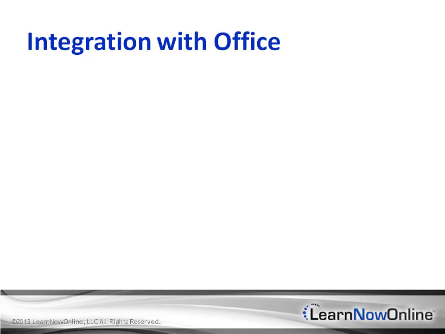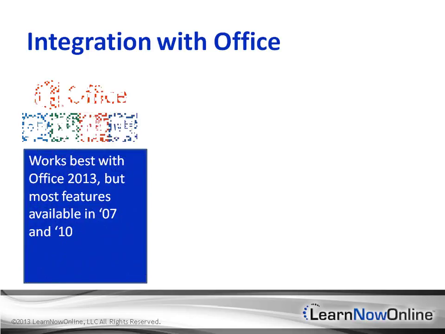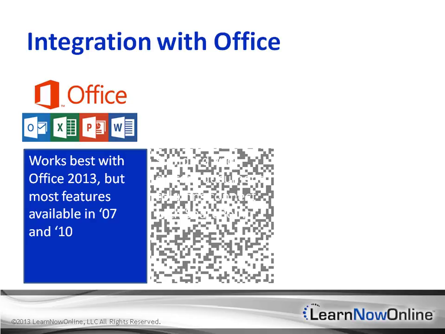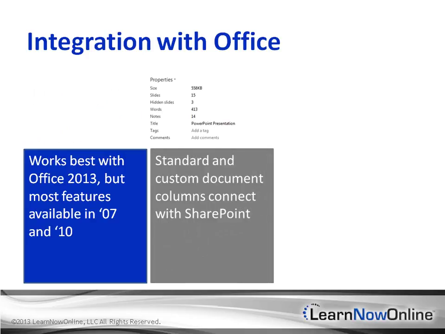One of the reasons for SharePoint's great success over the years, from 2007 and on, has been the deep integration with Office products, and 2013 is no different. Now, of course, 2013 works with Office 2013 the best, but a majority of the features are available from Office 2007 through 2010 and 2013. One of the great features is the ability to connect custom and standard document properties directly from Office and SharePoint.